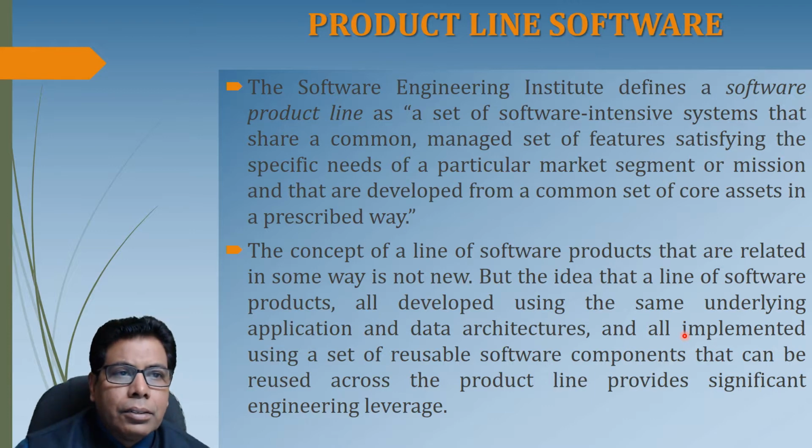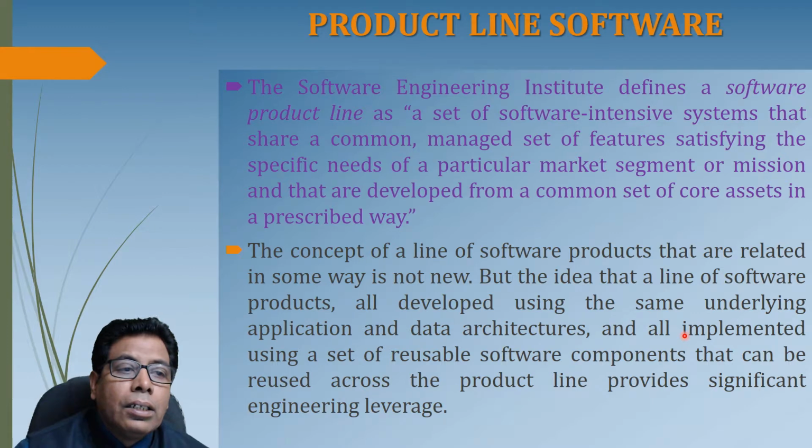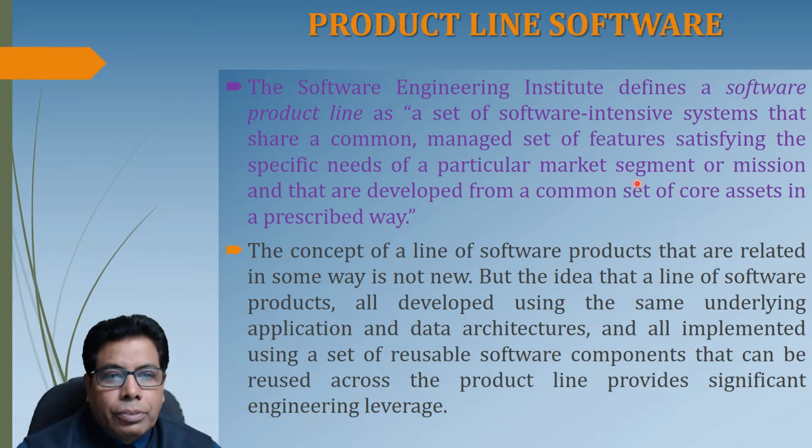Then the last product line, software. The Software Engineering Institute defines the software product line as a set of software intensive systems that share a common managed set of features satisfying the specific needs of a particular market segment or mission, that are developed from a common set of core assets in a prescribed way. So here the software product line is nothing but a set of features which are available, and they are used for common development of the software. So we can make use of this for making the software.